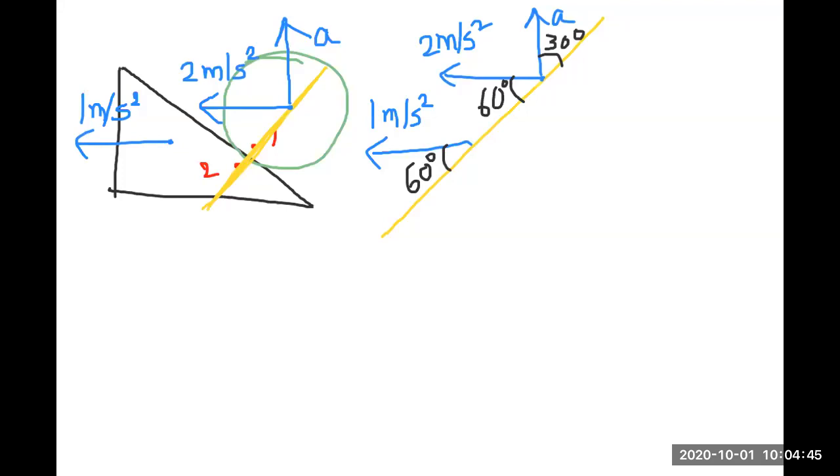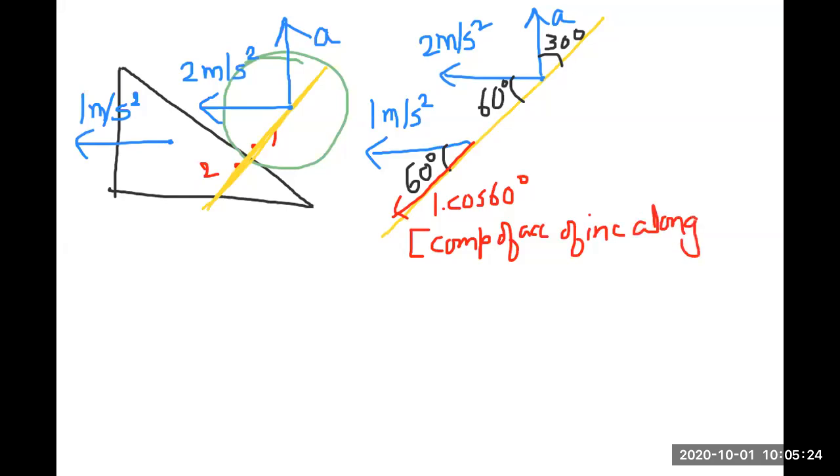So let's find the component of 1 along this line. Perpendicular to this line, कोई मतलब नहीं मेरे को. Along this line मतलब है मेरे को. So 1 का आएगा 1 into cosine of 60 degrees. So this is the component of acceleration of inclined plane along the yellow line.